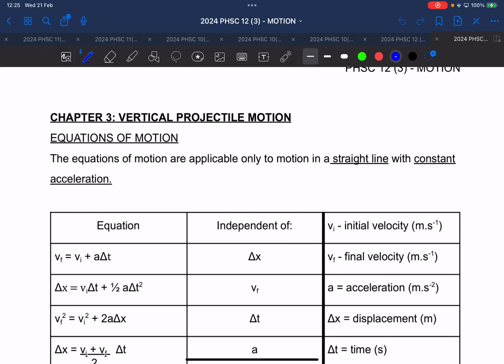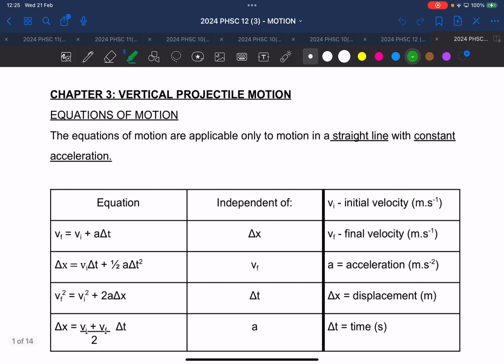Yes. All right. So we are going to look at straight line motion. So going up and down or left and right. So not different directions, straight lines. And when it goes at a constant acceleration. Okay. Constant acceleration does not mean constant velocity.